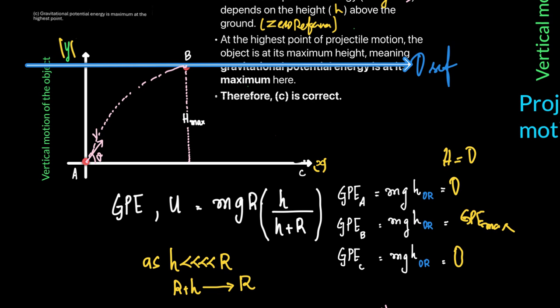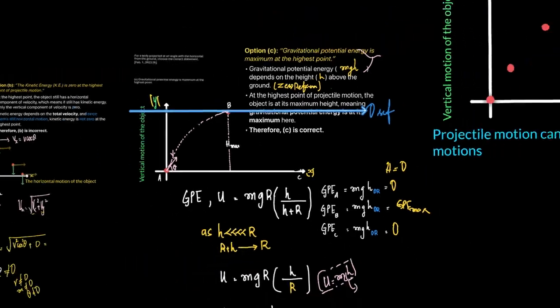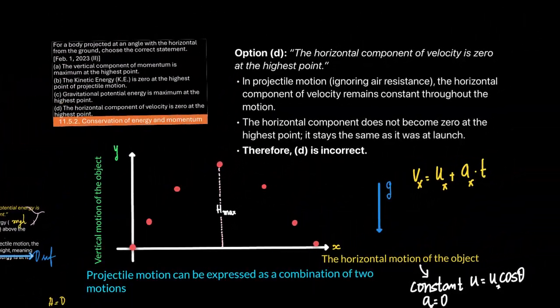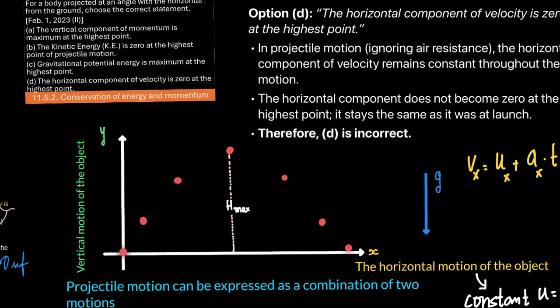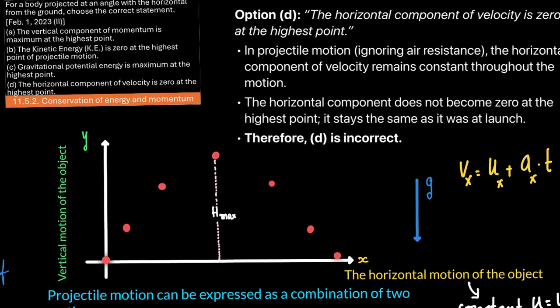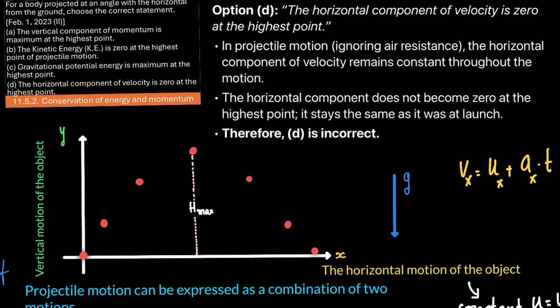Okay, so having said that, let us now move on to the last section. So here the statement says the horizontal component of velocity is 0. The horizontal component of velocity is 0 at the highest point.